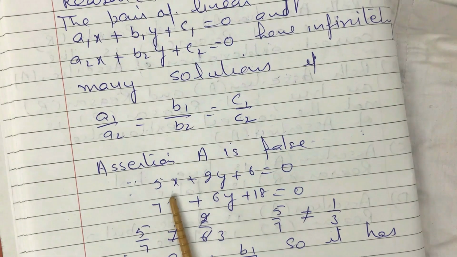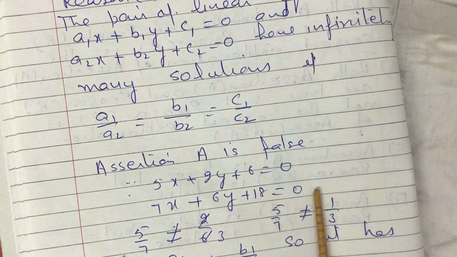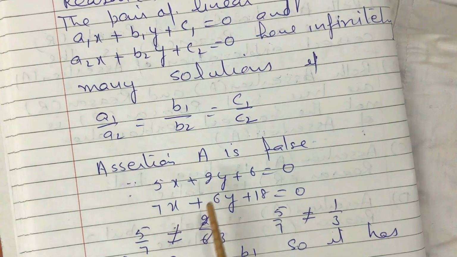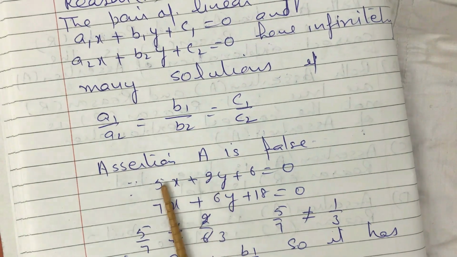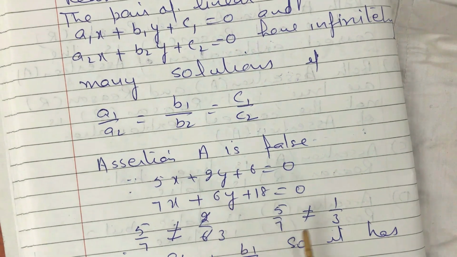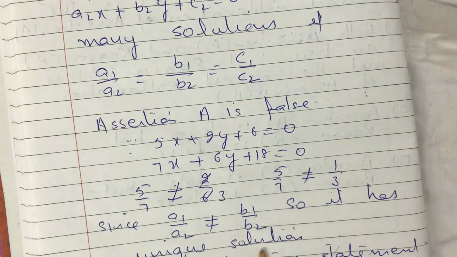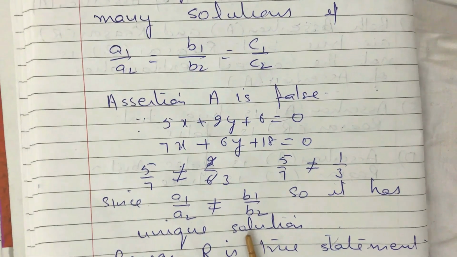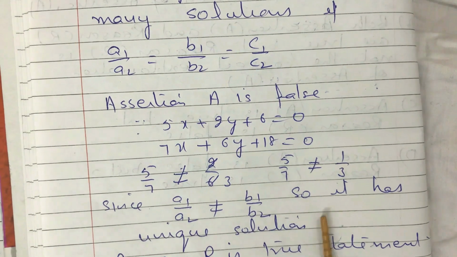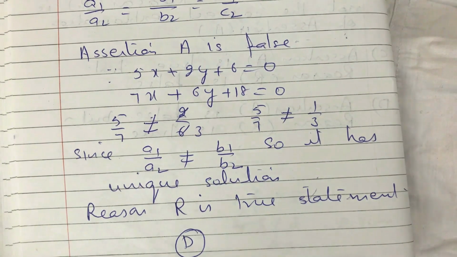Why is assertion A false? 5x plus 2y plus 6 equals 0, 7x plus 6y plus 18 equals 0. Here 5 by 7 is not equal to 2 by 6, so a1 by a2 is not equal to b1 by b2. So it has a unique solution, but it doesn't have infinitely many solutions. So assertion A is a false statement and reason R is a true statement. So D is the option.